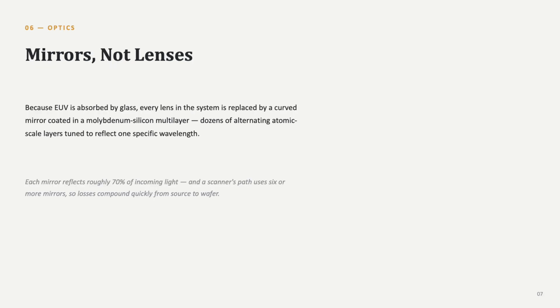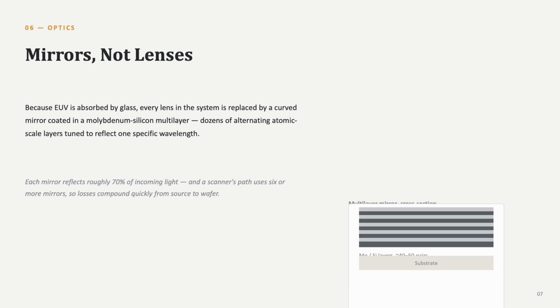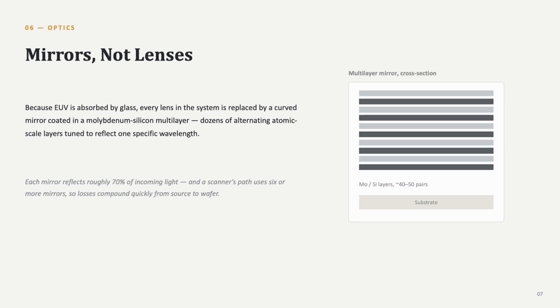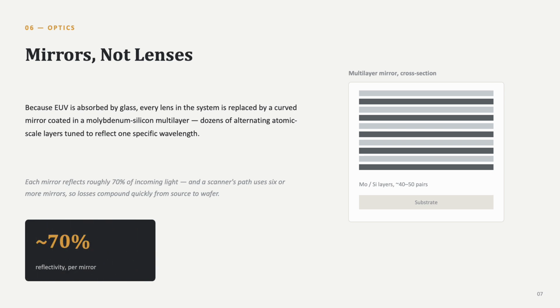Because EUV is absorbed by glass, every lens in the system is replaced by a curved mirror coated in a molybdenum silicon multilayer, dozens of alternating atomic scale layers tuned to reflect one specific wavelength. Each mirror reflects roughly 70% of incoming light, and the scanner's path uses 6 or more mirrors, so losses compound quickly from source to wafer.